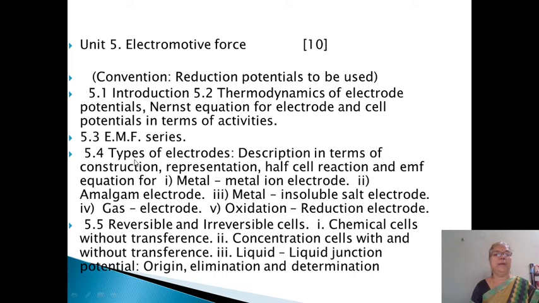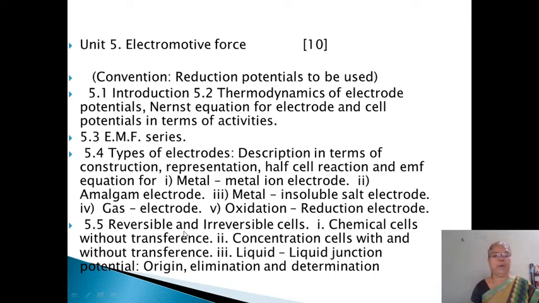Then the next point is types of electrodes, and you have to study all these types in terms of description and construction, representation, half cell reaction and EMF equation. For your study there are 5 different types of electrodes. The first type is metal ion electrode, then amalgam electrode, metal insoluble salt electrode, gas electrode and oxidation reduction electrode, which is also called redox electrode.